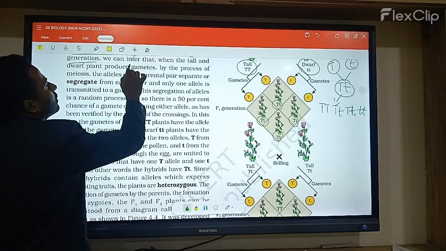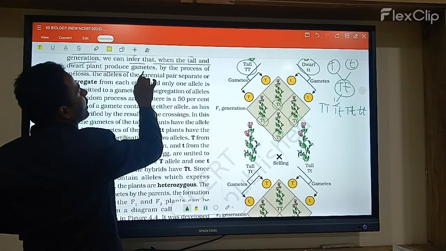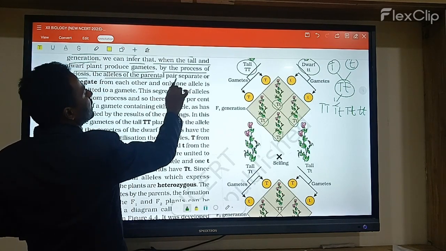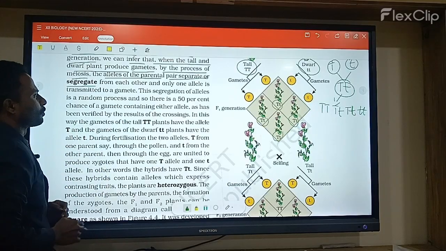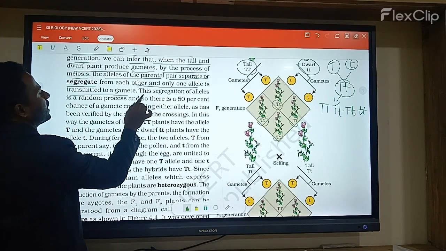We can infer that when the tall and dwarf plants produce gametes by the process of meiosis, the alleles of the parental pairs separate and segregate from each other, one by one. Each allele is transmitted to a gamete.